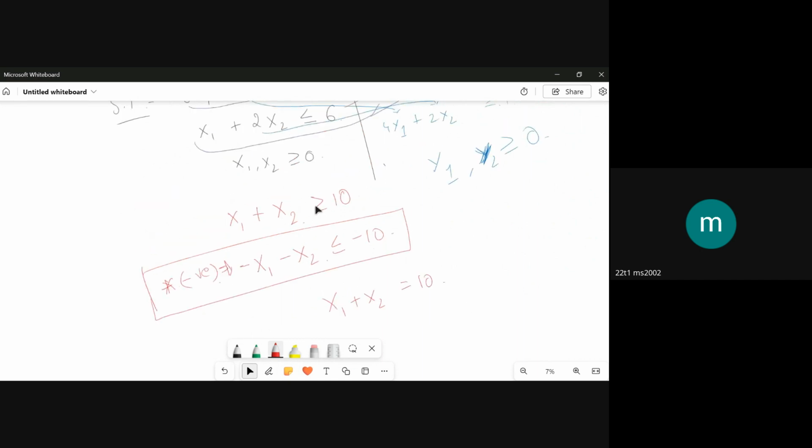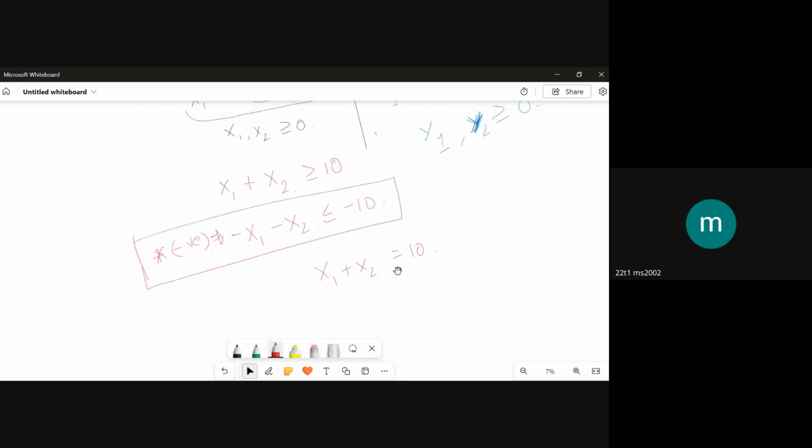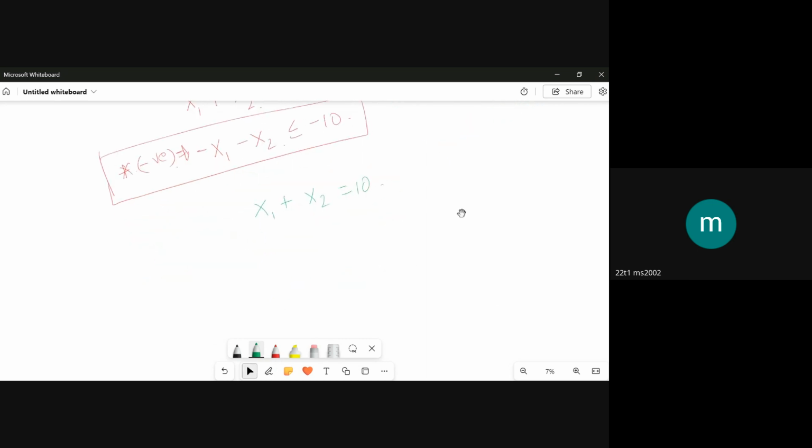When I have a constraint, let's say I do not have this one, instead of this, along with these two, I have this constraint: x1 plus x2 is equal to 10. How do I convert an equality constraint to a non-negativity sign?